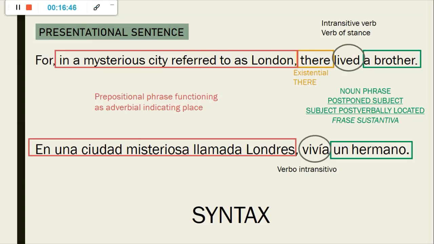see that the presence of the adverbial in initial position can give way to have a sentence without the expletive pronoun there. So in this case, placing the expletive is an option. It's something optional. So we could have a sentence like, in a mysterious city referred to as London, lived a brother.